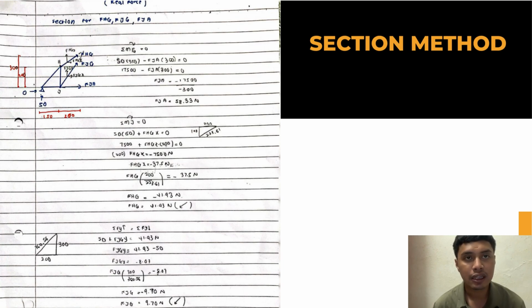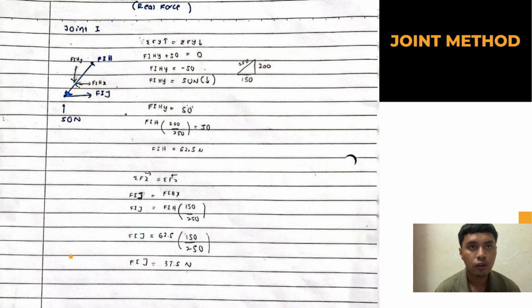For this slide, it is an example of the section method. For this slide, it is about the joint method.